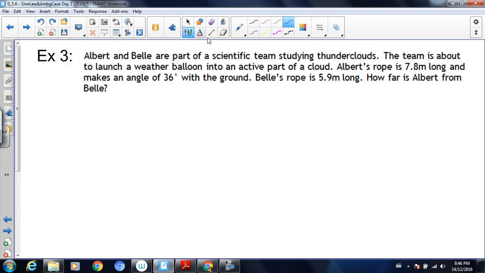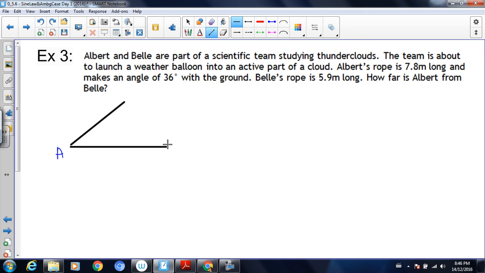So we need to first always draw a diagram. So we have Albert here, and this is his rope. This right here is going to be the ground. So we know that his rope is 7.8 meters long, and we know that the angle that the rope makes with the ground is 36 degrees. So if this is the rope and this is the ground, the angle it makes is 36 degrees.